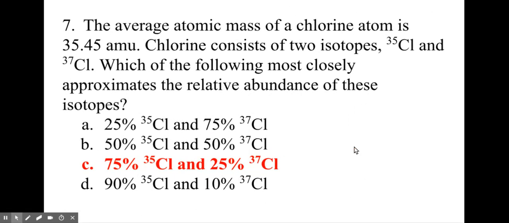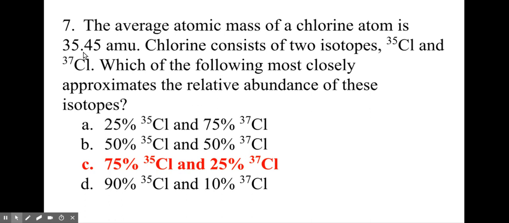Question number 7. The average atomic mass of a chlorine atom is 35.45 atomic mass units. Chlorine consists of 2 isotopes, chlorine 35 and chlorine 37. Which of the following most closely approximates the relative abundance of these isotopes? Well, if the average was exactly between 35 and 37 at 36 atomic mass units, we would have a 50-50 split, but we don't. So B is out.